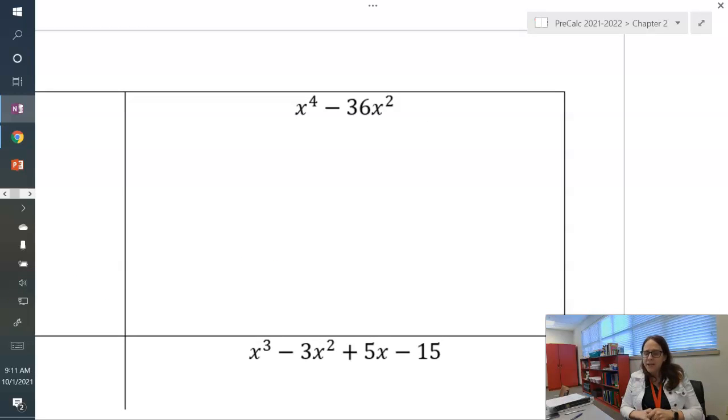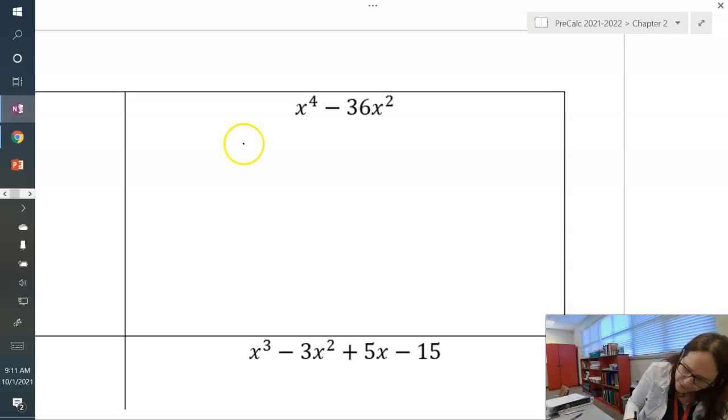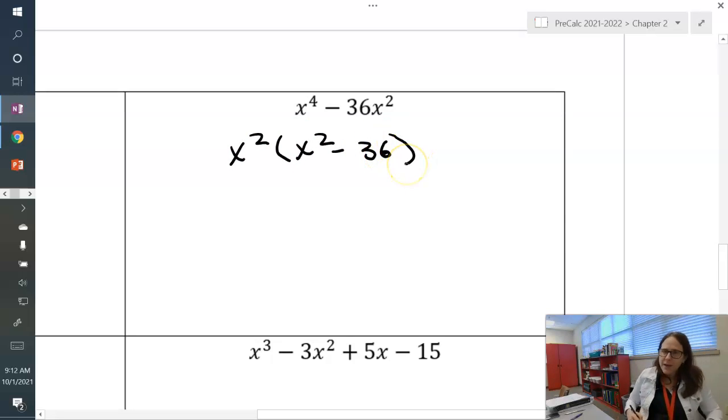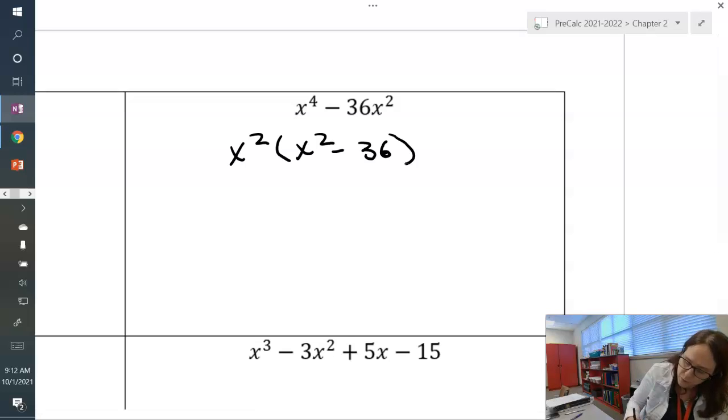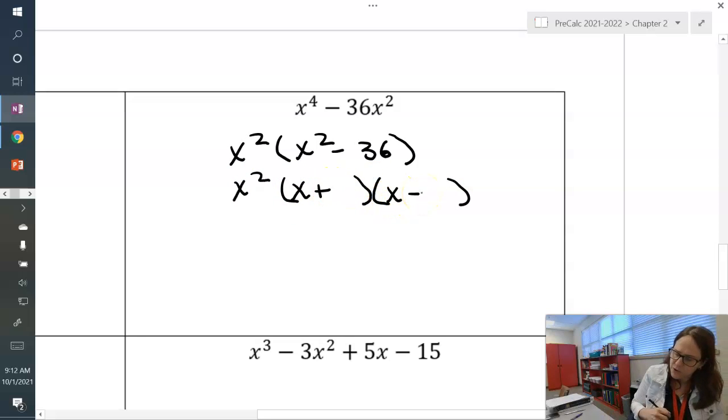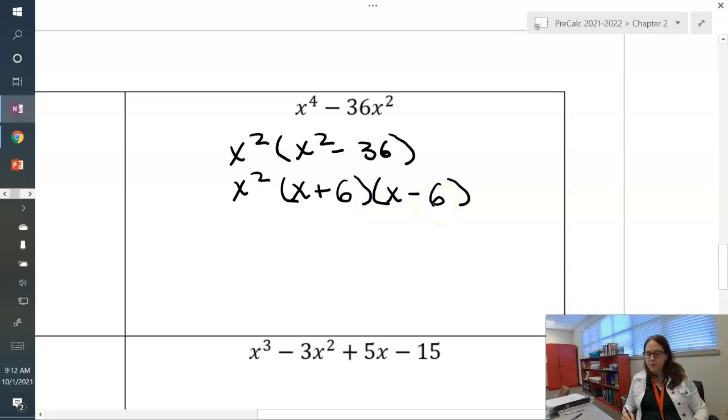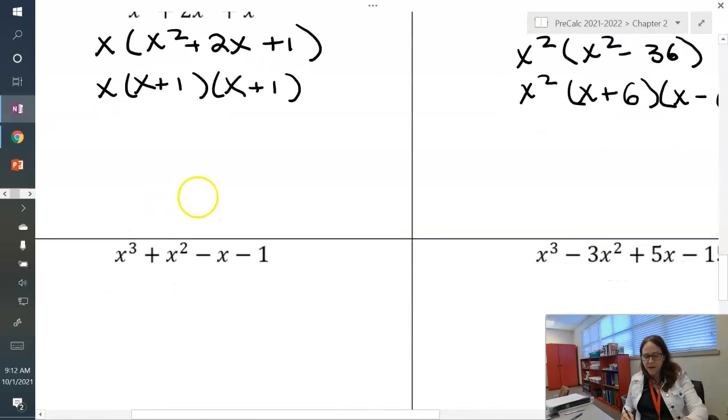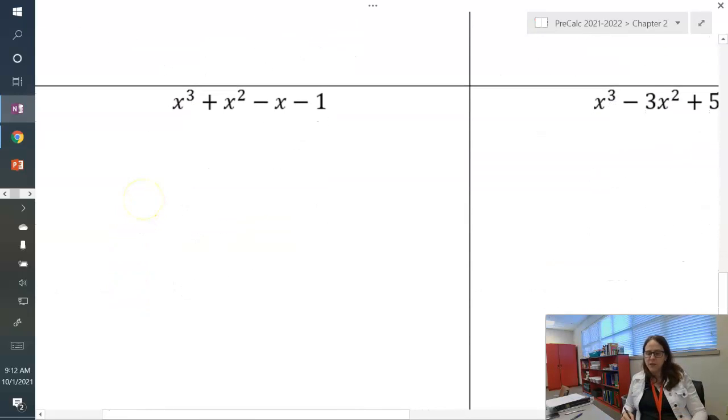Take a look at this one. X to the 4th minus 36x squared. I see a GCF. Factor that out. That's x squared. X squared minus 36. Now I see a difference of 2 squares. I've got an x squared, I've got a minus, and I've got a 36, which is also a perfect square. So factor that. X plus, x minus, square root of the first term, square root of your second term. Make sure one's plus and one's minus. That one's done. See what we're doing? We're combining different techniques.